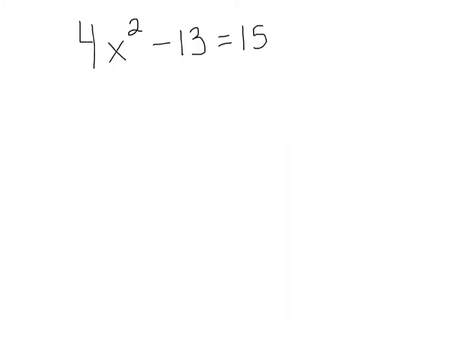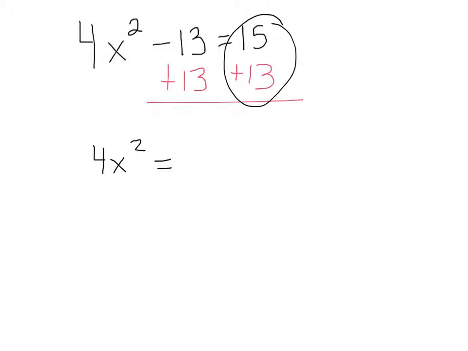Okay, so pause, write down the problem and work it, and then push play to see if you got it right. Okay, so the first thing I'm going to do on this problem is add 13 on both sides because I'm trying to isolate the x squared. And so I have 4x squared equals 15 plus 13 is 28. Now I'm going to divide by 4 on both sides. And so I have x squared equals 7.